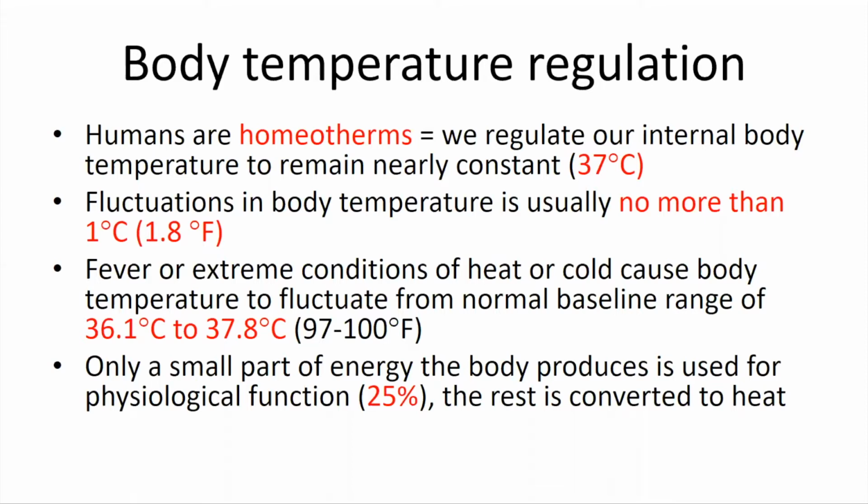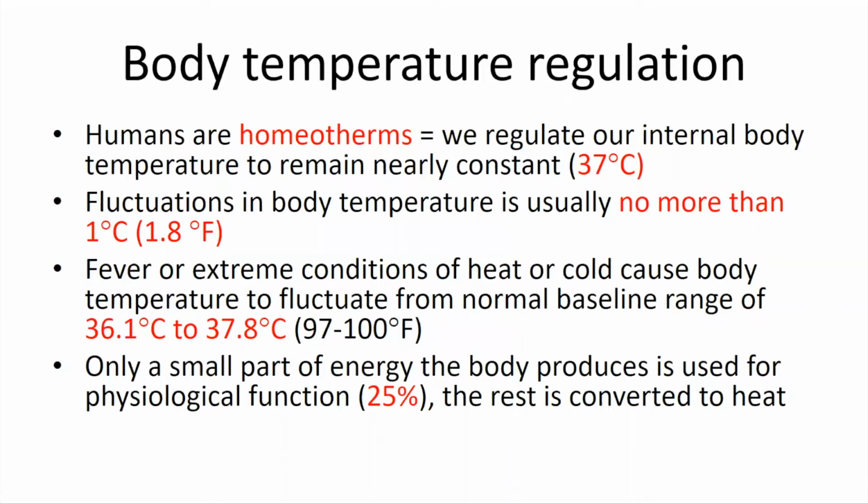So when our body temperature becomes hotter than this, our thermoregulatory function is going to be able to cool us down. Likewise, if our body temperature dips below 37 degrees Celsius, our body will help to try and increase the amount of heat being produced in our body to increase our body temperature.